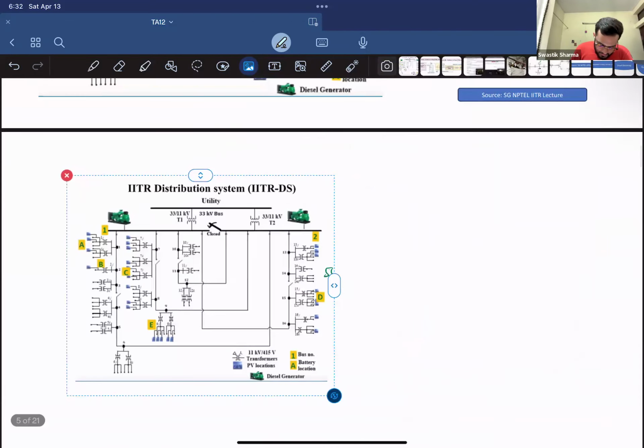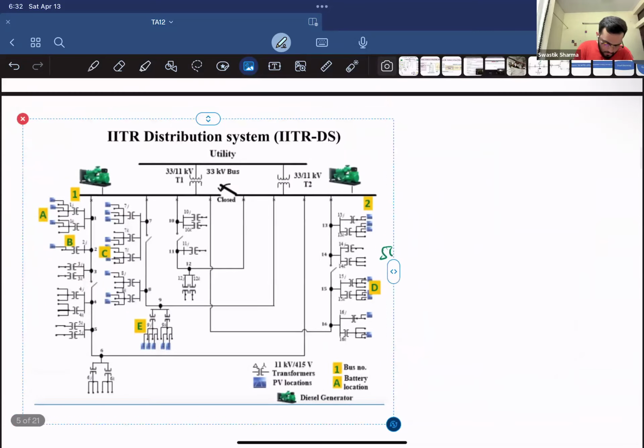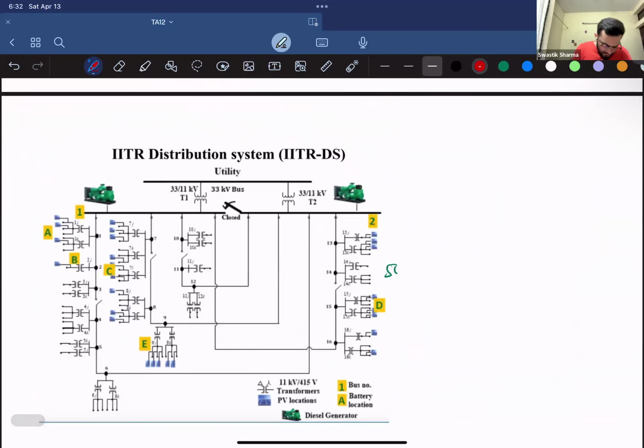Okay, so this is the IIT Roorkee's distribution system. What they have is a lot of PV. I mean, it's a campus, right? Like in our IIT Kanpur's campus. There are a lot of rooftop PVs installed in all of the hostels. So all hostels have PVs.